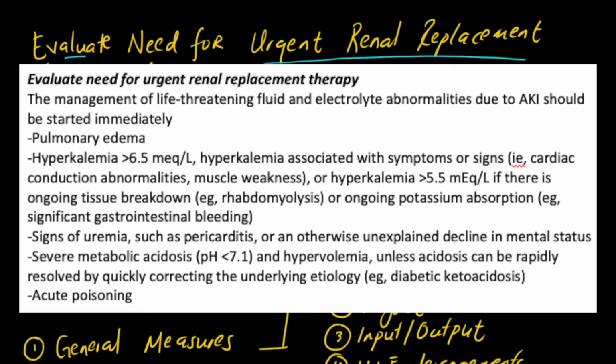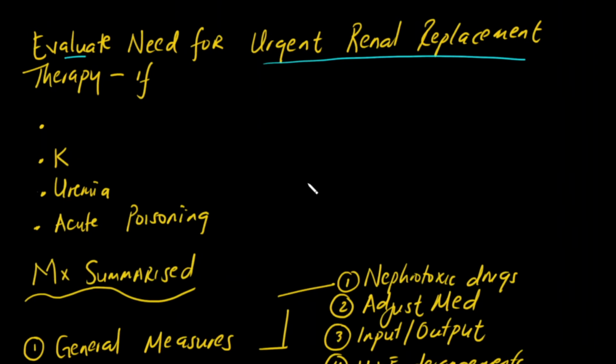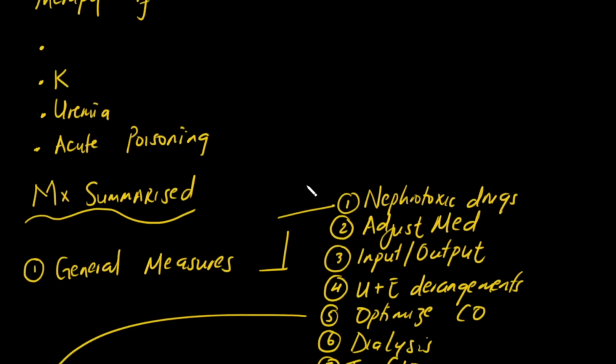Okay, signs of uremia, especially pericarditis or uremic encephalopathy, those are typically cardinal indications for doing urgent renal replacement. Okay, if you have severe intractable metabolic acidosis, okay, that is not improving on your medical treatment. And finally, there are certain acute poisonings of drugs that will be indications for urgent renal replacement. Okay, so it's very, very useful to always make sure that you know.